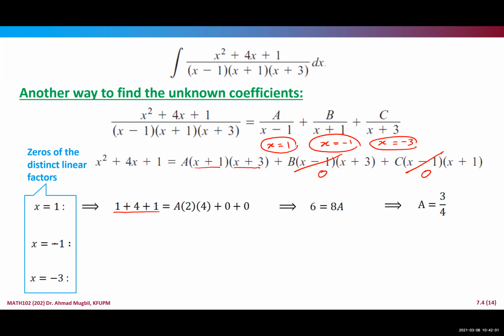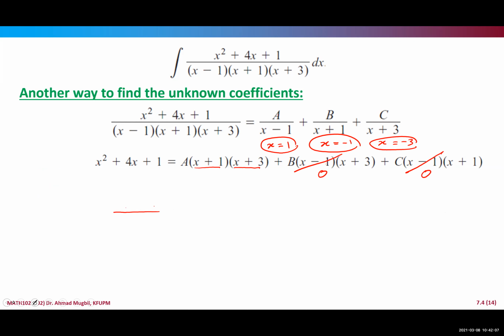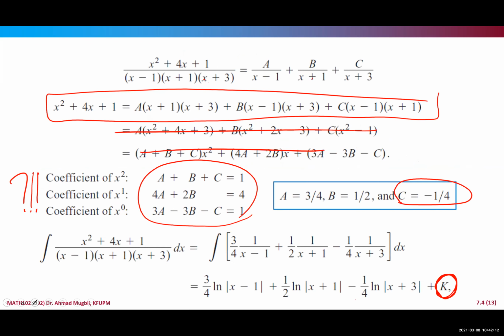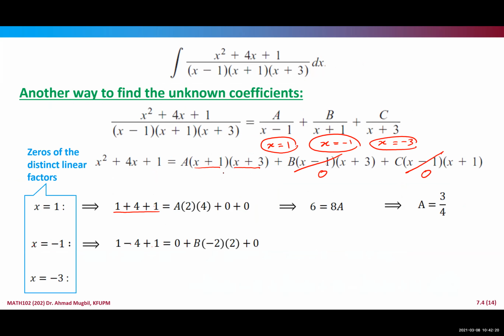Do the same now. This means that a is 3 over 4. And it is 3 over 4, look. Another thing that you will do the same with x equals -1. If you put x equals -1, here you will get 1 minus 4 plus 1. Here, if you put x equals -1, this will be 0. Here you will have b times -1 times 2, and this will be 0 because of x equals -1. So you will be able to find out what is b. So b in this case will be -2 over -4, which will be a half.